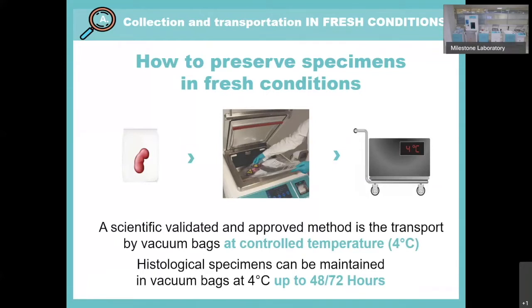The difference between 48 or 72 hours depends on the type of tissue. The most resistant tissues, like a breast resection, for example, can last up to 72 hours. The important thing is to maintain the entire vacuum bag at 4 degrees Celsius. And the vacuum is a good method to speed up the refrigeration of the biospecimen and its preservation from the surrounding environment.